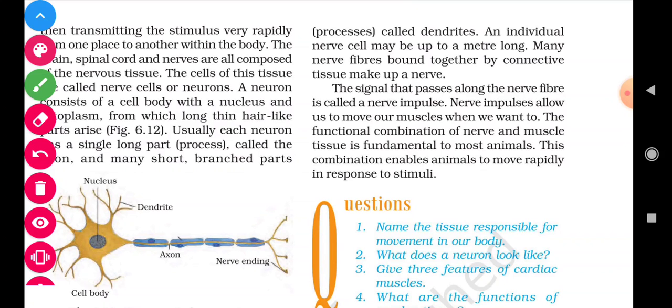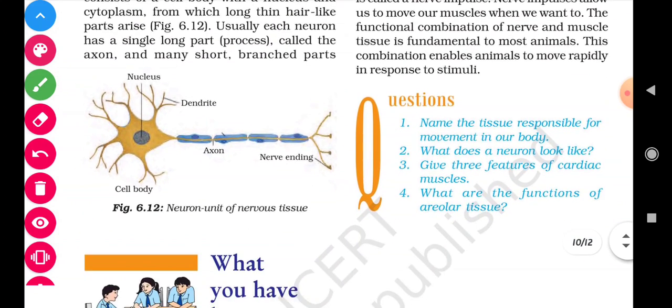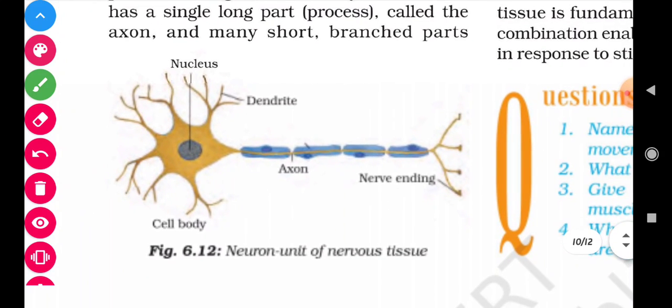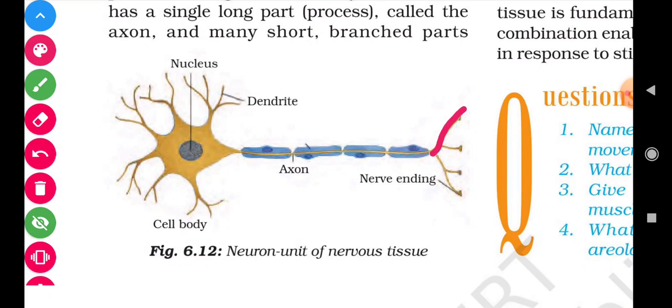An individual nerve cell may be up to a meter long. Many nerve fibers bound together by connective tissue make up a nerve. So this is the neuron unit, the nerve tissue, in which the signal is transmitted from the external stimuli. Here in this nerve tissue, the signal is sensed at the dendrite and then transferred to the axon. And finally it reaches the nerve ending. At this place, the dendrites of another cell body receive the signal from the nerve ending and the journey goes on and on.